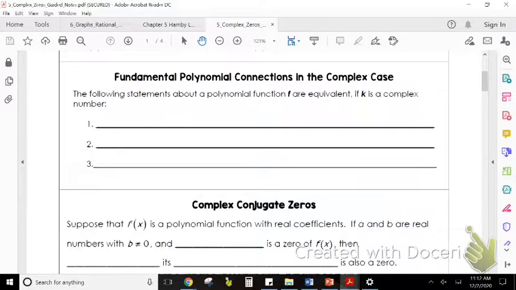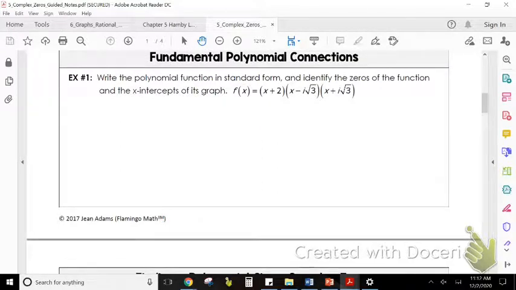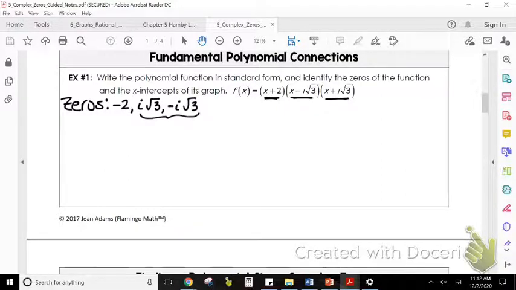All right, so let's look at example 1. It says write the polynomial function in standard form and identify the zeros of the function and the x-intercepts of its graph. Well, the first thing let's do is identify the zeros and the x-intercepts. We can pull them out of our factors. The x plus 2 is going to give us a -2. The x minus i square root of 3 is going to give us positive i square root of 3. And then the x plus i square root of 3 is going to give us negative i square root of 3. And you can see here that these are conjugate pairs.